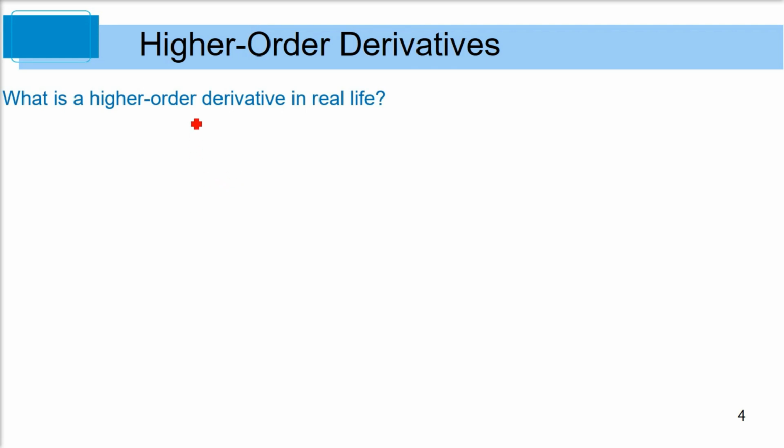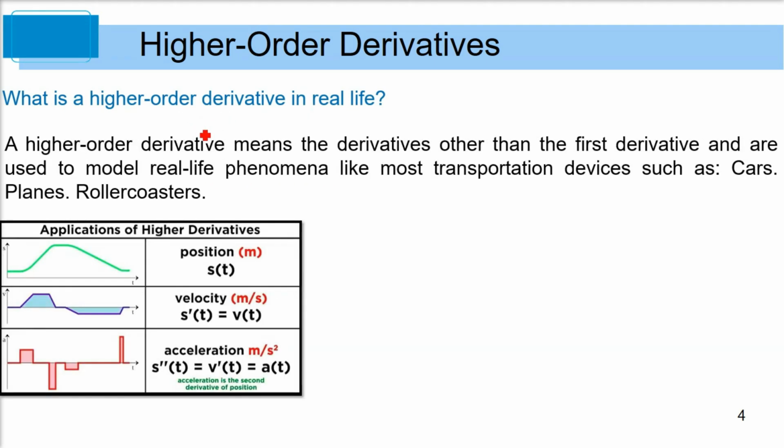Now, higher order derivatives in real life. We'll take the same example; we talk about cars, planes, roller coasters, and there are many examples here. Higher order derivatives mean the derivatives other than the first derivative, and are used to model real life phenomena, for example transportation devices, as I just indicated. There is a position, say s as a function of t. When you take the differentiation of s(t), that is s dash(t), it will give you the velocity.